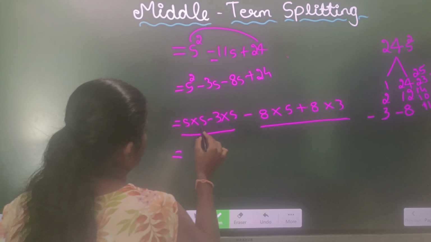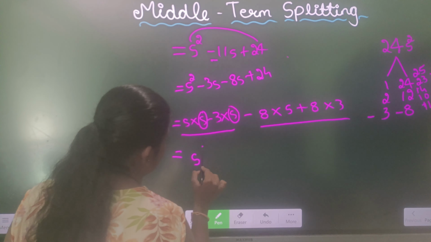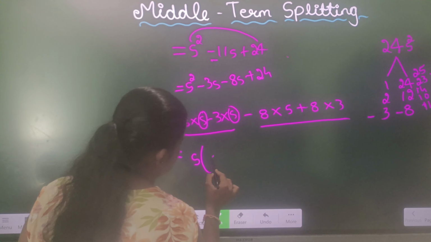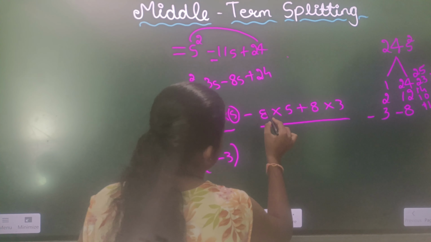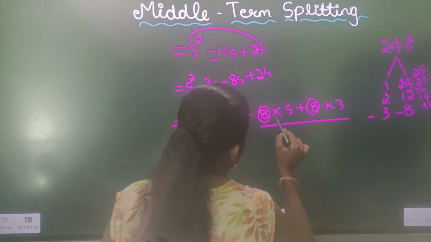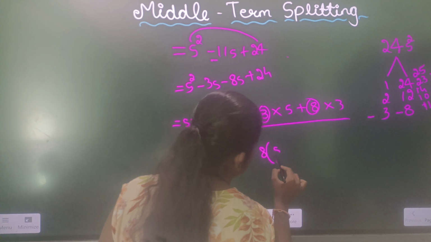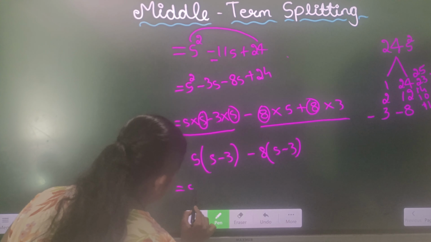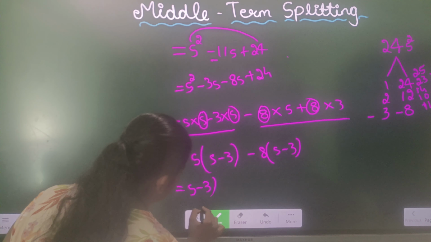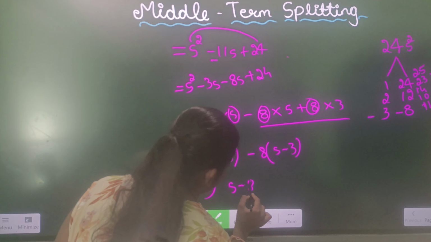We should take common. Here a is common. We should write it outside, and in the bracket, the remaining we should write a minus 3. And next, here 8 is common. The remaining we should write in the bracket a minus 3. a minus 3 is one factor, and the outside the bracket numbers can be written as a minus 8.